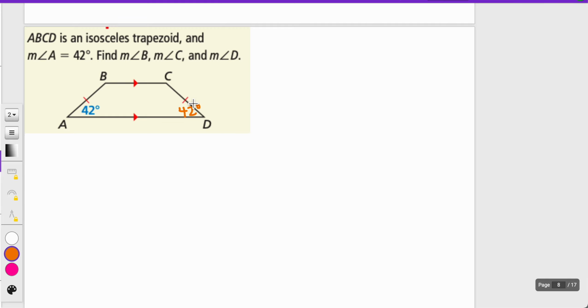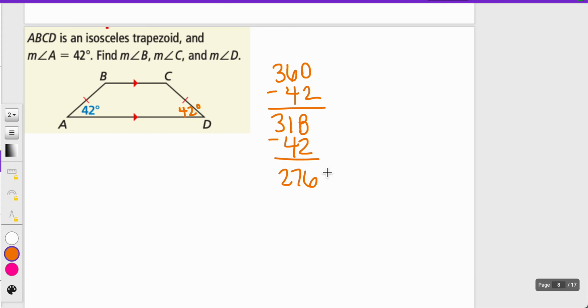So what I would look at is I know this is a four-sided figure, so it has to have 360 degrees. I would subtract 42 from 360. That's 318, minus another 42, I'm going to get 276. Then I have to split that between two even angles, and I'm going to get 138 degrees. So angle B is 138, angle C is also 138, because those are going to be your base angles as well.